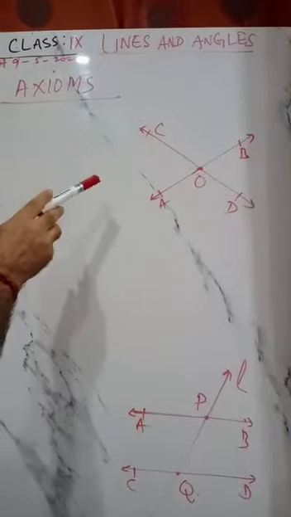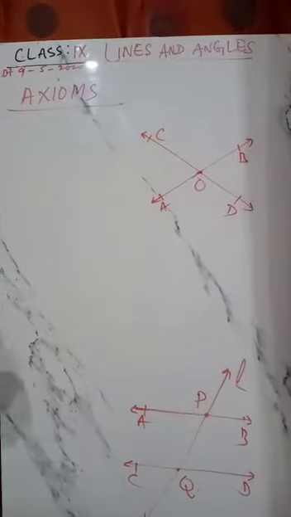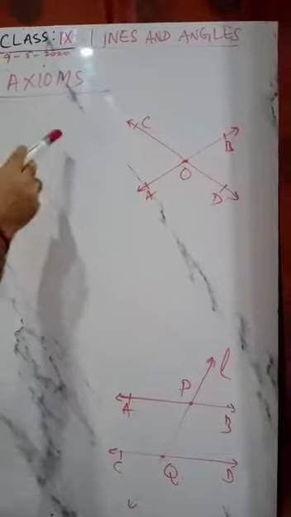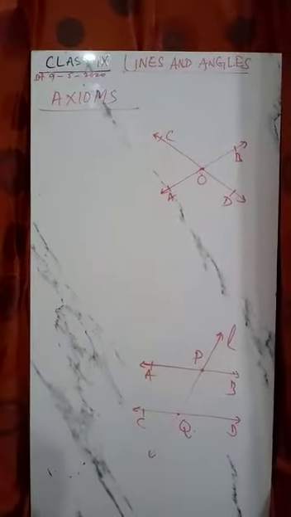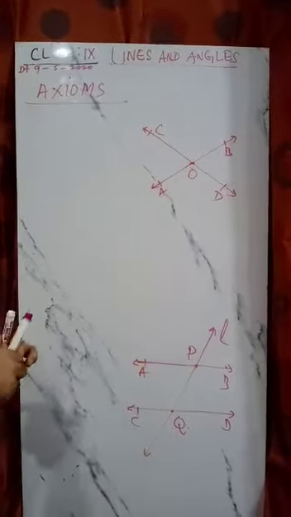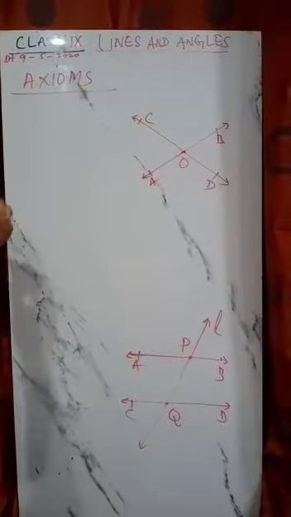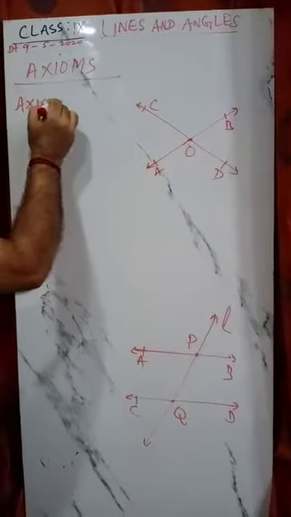So in this video we'll discuss axioms in the lines and angles chapter. We have already discussed axiom number 1 and 2. Here we'll again repeat axiom number 1.